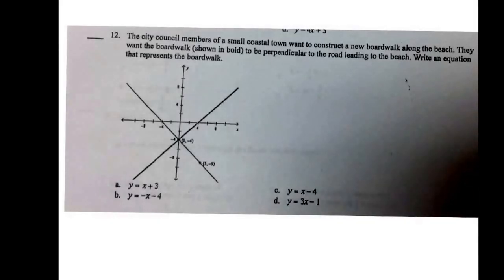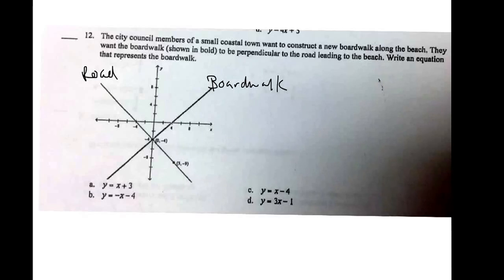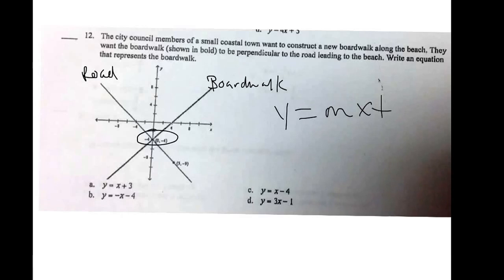The city council members at a small coastal town want to construct a new boardwalk along the beach. They want the boardwalk shown in bold. So this is the boardwalk. To be perpendicular to the road leading to the beach. So this is the road. Write an equation that represents the boardwalk. So we're looking for this line right here. Okay? Well, I know that it crosses right there at -4. So when I'm thinking about y equals mx plus b, the b has to be -4. So that gets rid of A and D.